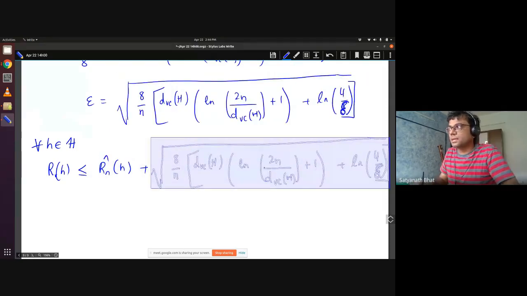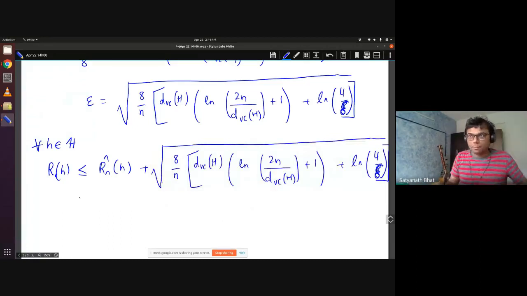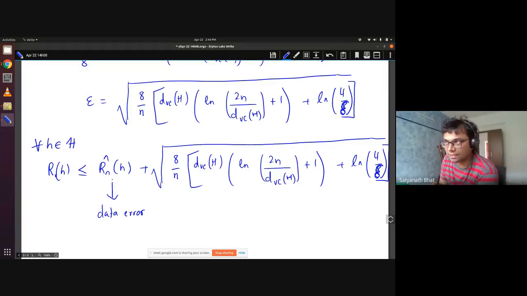So what's the big deal? The big deal is, this is what we measure using data. This is our data error. So for everything in my bag, data error plus some extra term is an upper bound for my true risk. Isn't that fantastic? This is what we can calculate using our learning algorithm, whatever that empirical risk is, 1 over n.